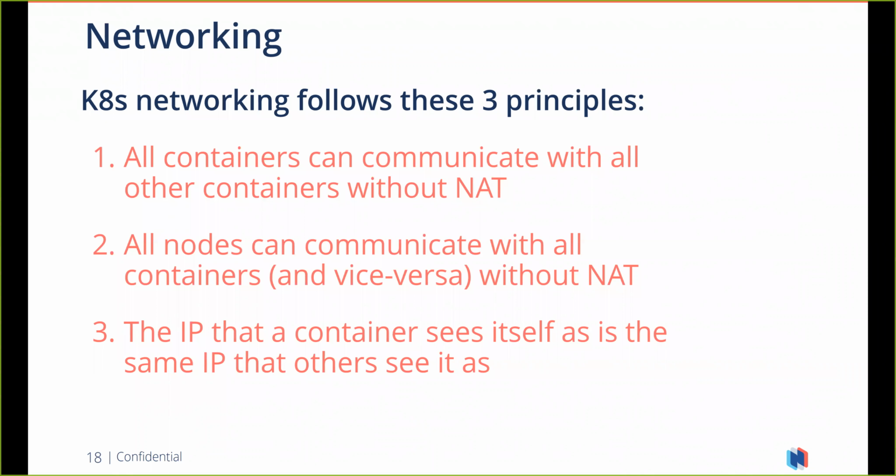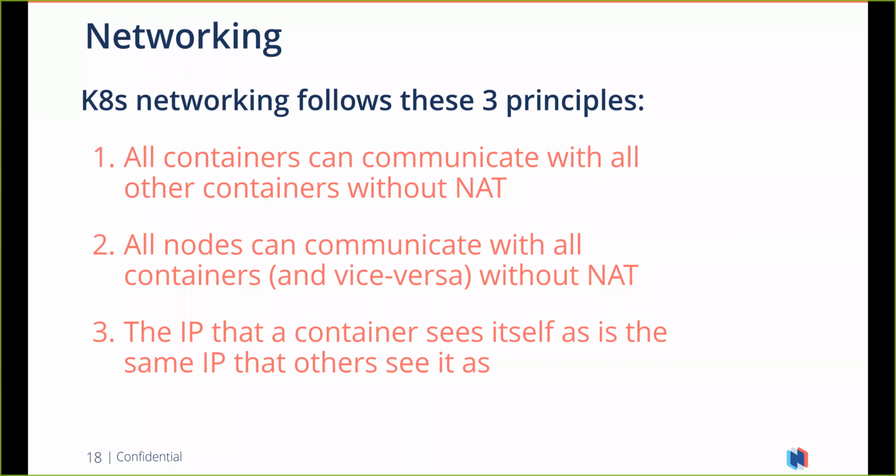And of course, there are security rules and things you can use to control who talks to who. But by default, if you don't have any of the security network policies configured, every container will be able to talk to every other container without NAT or bridge networking or anything like that. Also, all nodes can communicate with all other containers without NAT, which means that the container networking and the node networking is flat. It's basically at the same level, and they can communicate directly with layer 3.